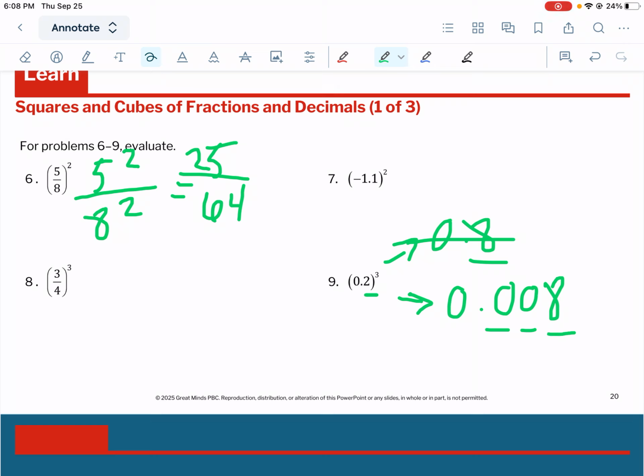Okay? Do the same thing for number 7 and number 8 in your spare time. If you want to, you can take a pause right here and do that now.